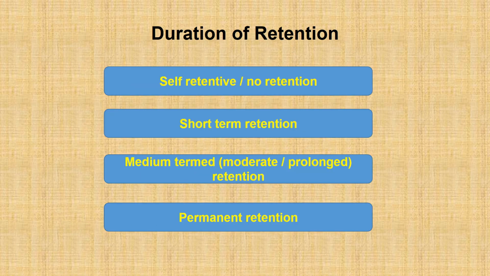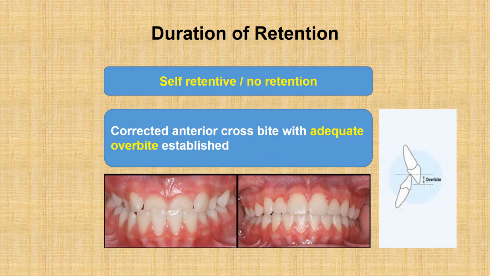Now, let's have a look at the duration of the retention. In terms of duration, retention can either be self-retentive or no retention. It could be short-term retention. It can be medium-term or moderate or prolonged retention, or it can be permanent retention. Now, when a corrected cross-bite has adequate overbite established, then the correction is self-retentive and no retention may be required.